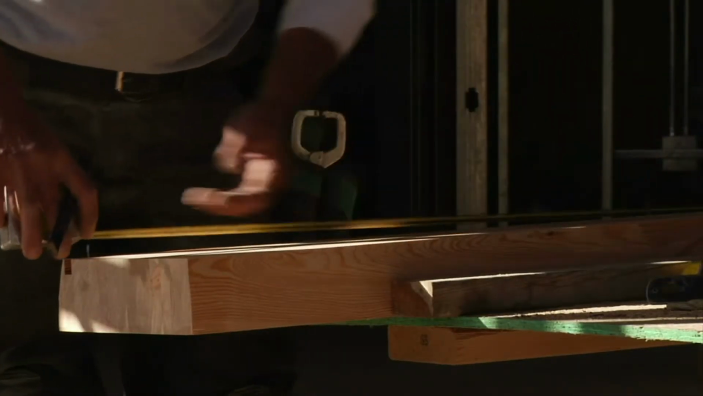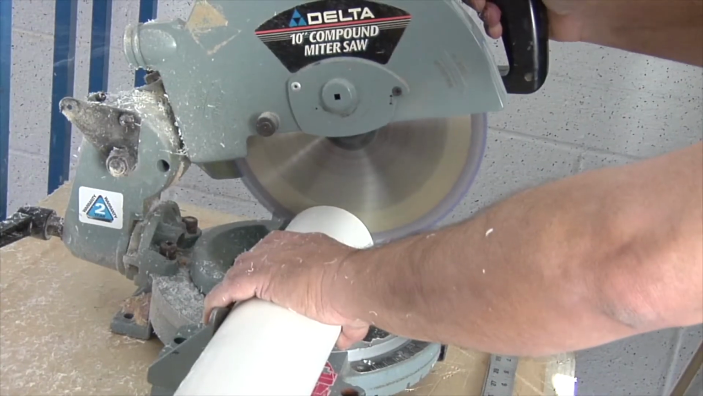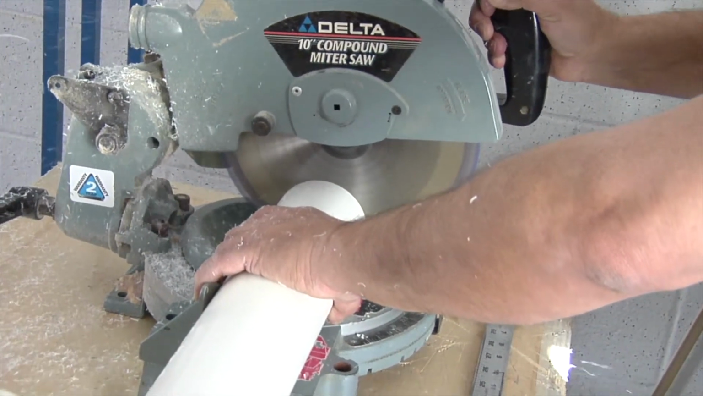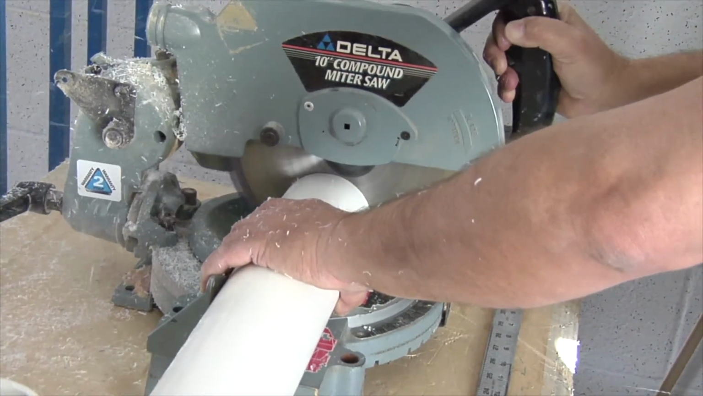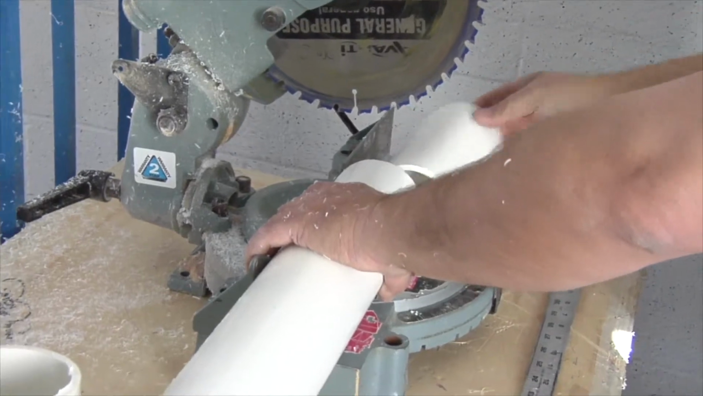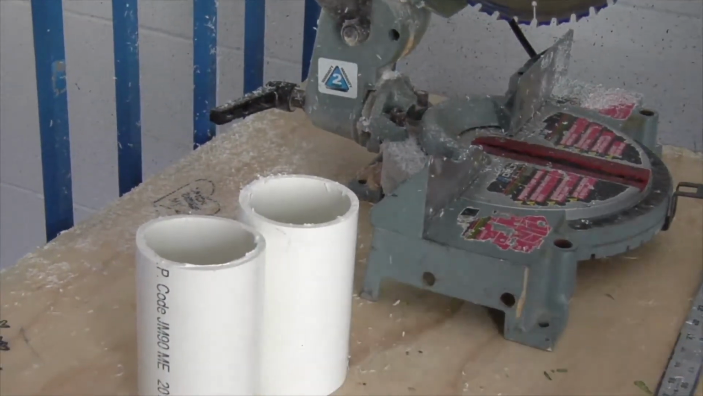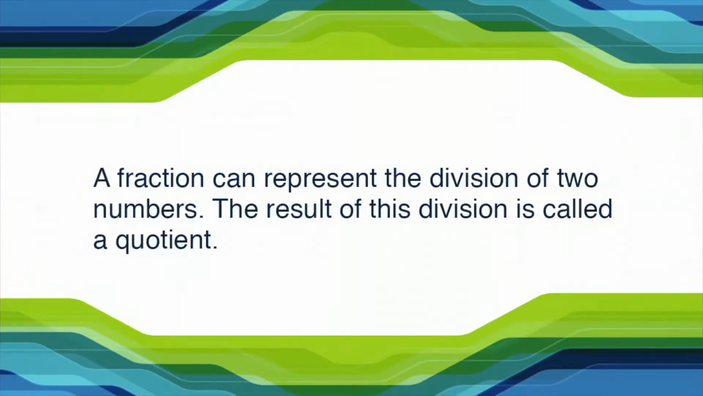Fractions can be used as measures. A fraction can represent a length. A plumber cuts a piece of pipe into 2 equal pieces. Each piece is expressed in a fraction as 1 divided by 2 pieces, or 1/2 the length of the original pipe. A fraction can represent the division of 2 numbers.